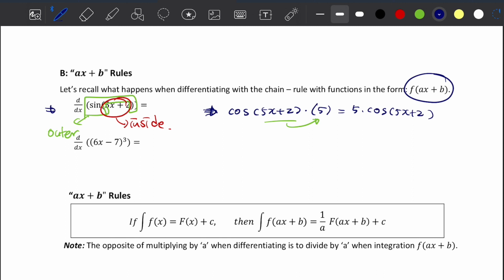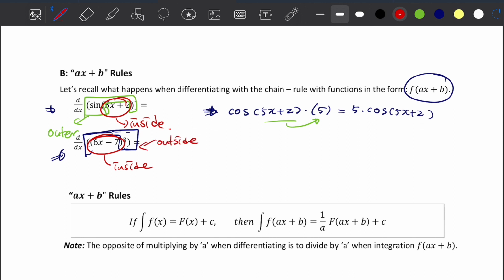Then let's look at the second one. So when you look at the second one, the cube part is your outer function, right? And then the inside part is 6x minus 7. So this is the inside. The cube part is your outside.